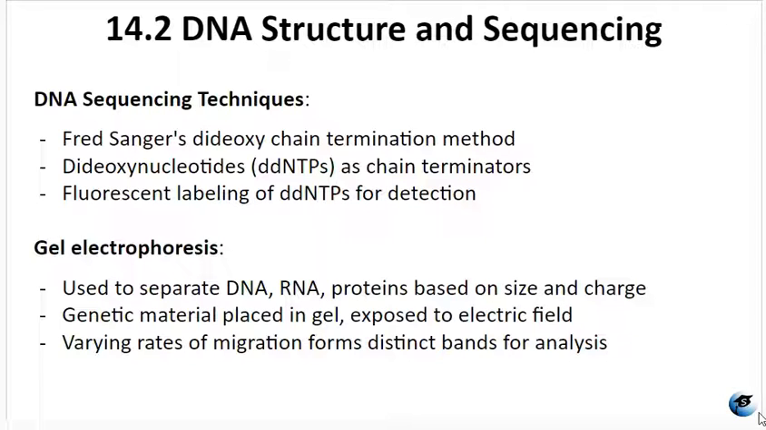So the smaller fragments go a lot further, a lot faster than the larger fragments because they're physically moving through a semi-solid gel. So the smallest fragments end up the furthest away from where they started, and after separation the gel is stained with a DNA-specific dye so that you can see it. You can visibly see the DNA in the gel.